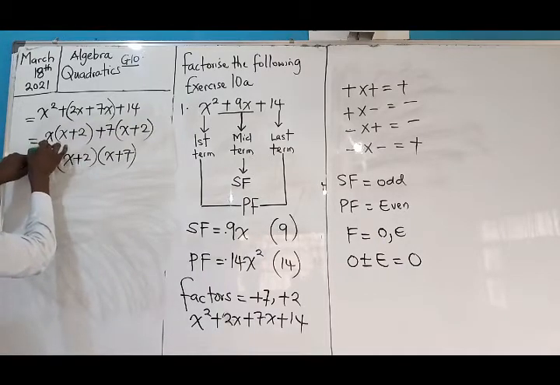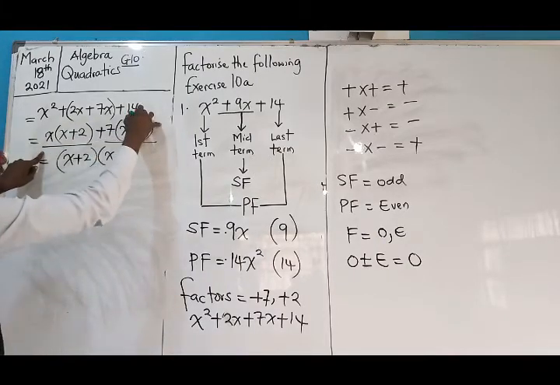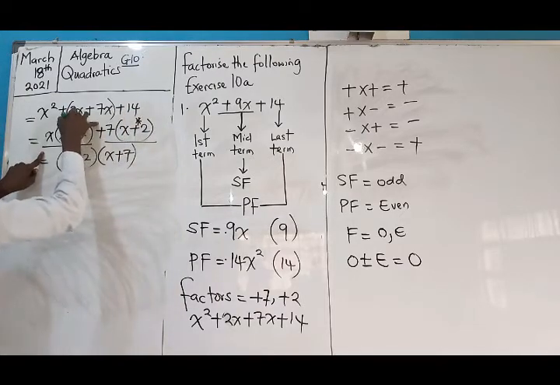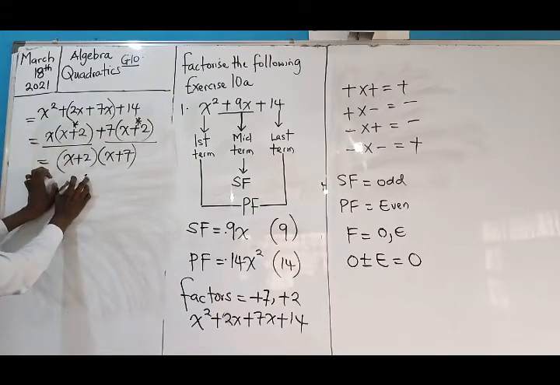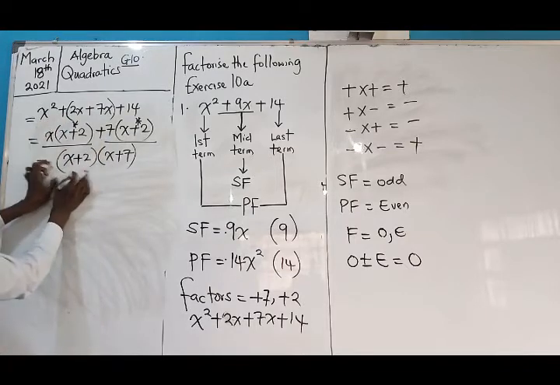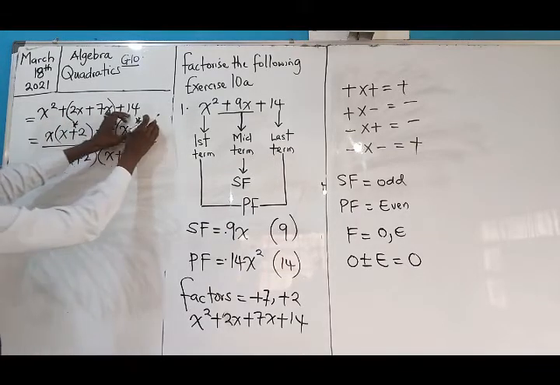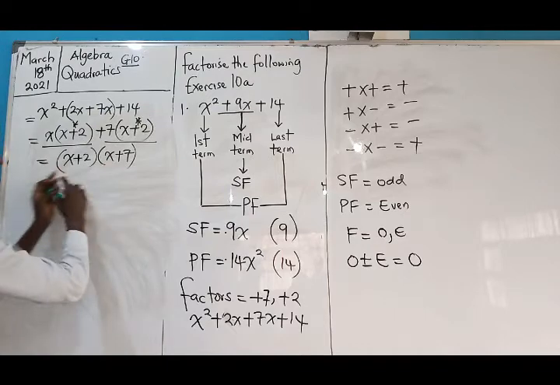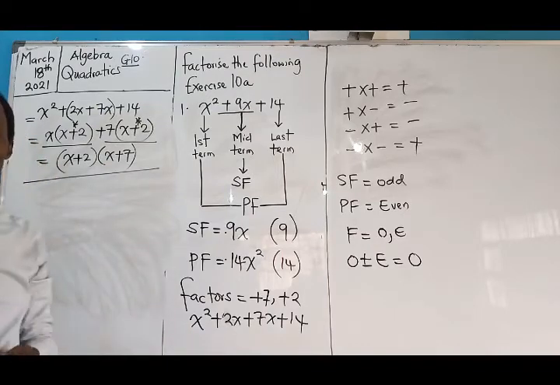You discover that, watch. If I look at this 2 and look at this 2, this is what is common here. This is what is common here. I factor that one out. When I factor x plus 2 here, I'll be left with x. When I factor x plus 2 here, I'll be left with what? 7. And then we are done with that problem.